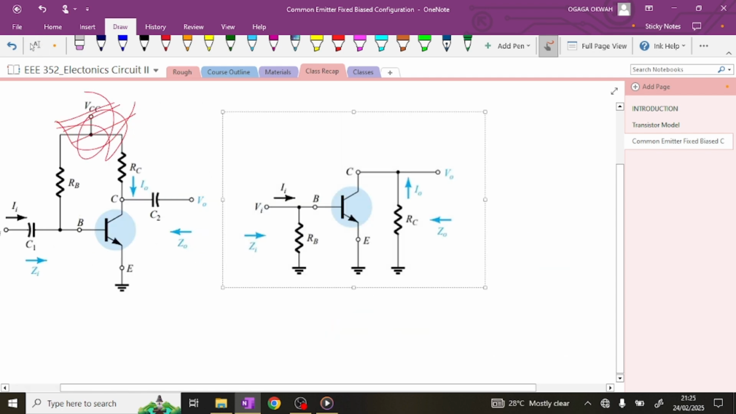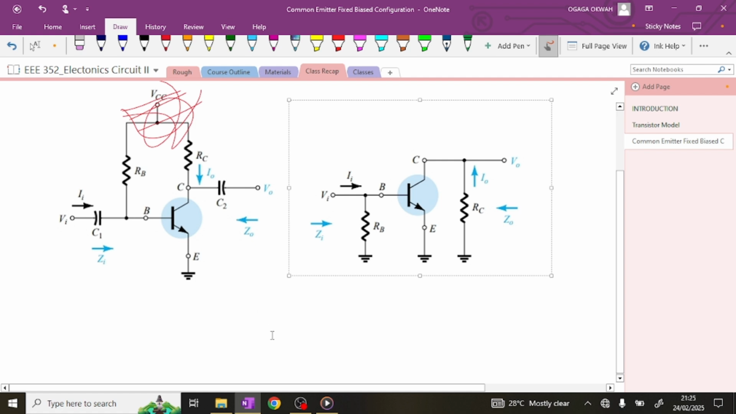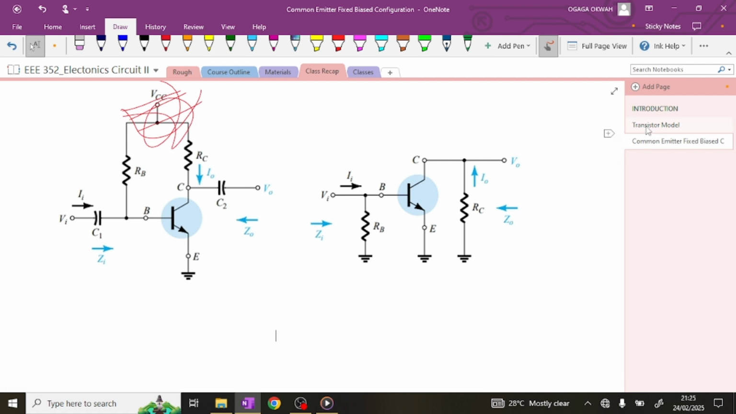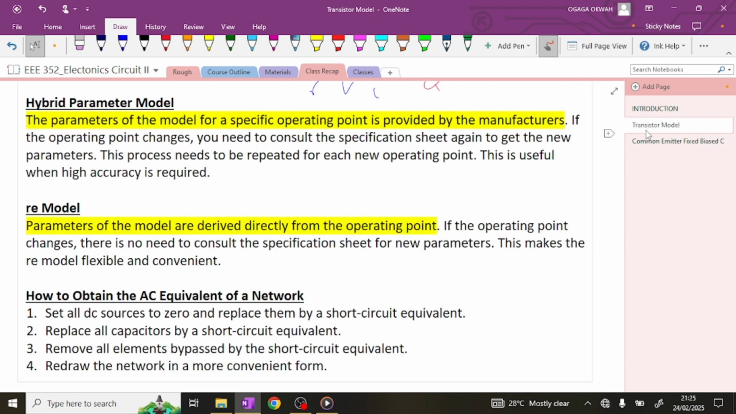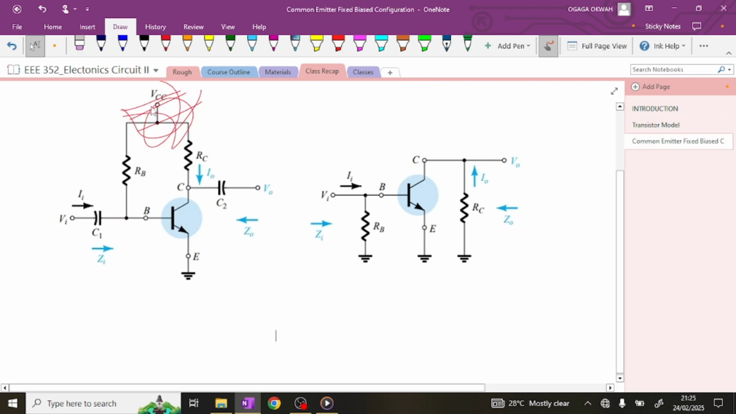So what this means, look at it, this is exactly the same. But this is already step 1 and step 2. Let me show you step 1 here. So step 1 here is this. I said remove all DC sources, right?